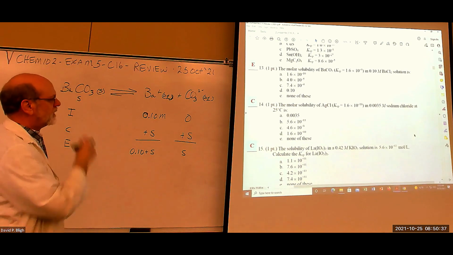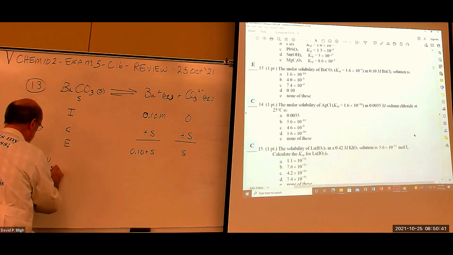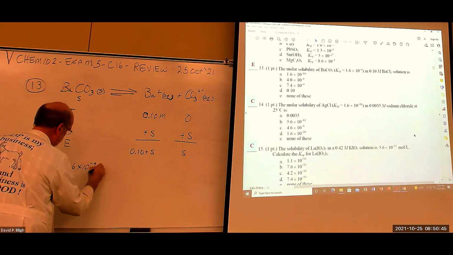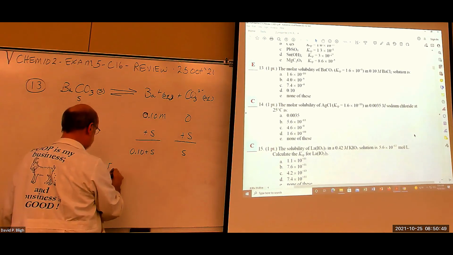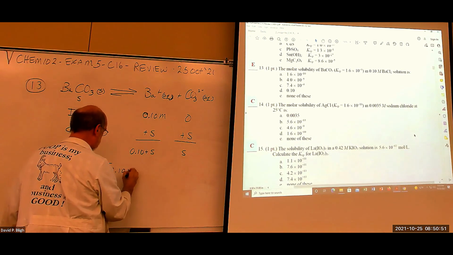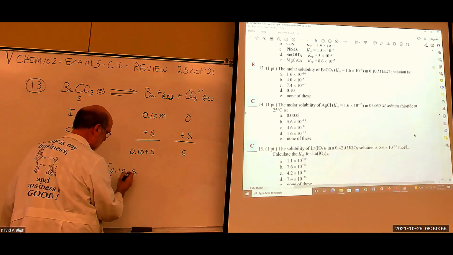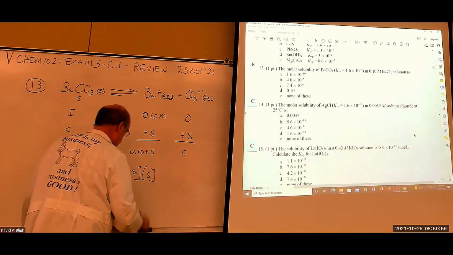which is 1.6 times 10 to the minus 9 equals 0.1 plus S times S. There we go.